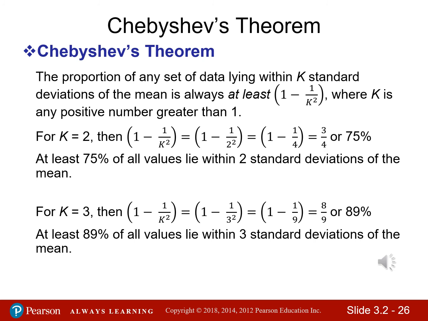Now let's set k equal to 3. For k equal to 3, then we have 1 minus 1 over 3 squared, which is equal to 8 over 9, or 89%. And we'd say that at least 89% of our values lie within 3 standard deviations of the mean.